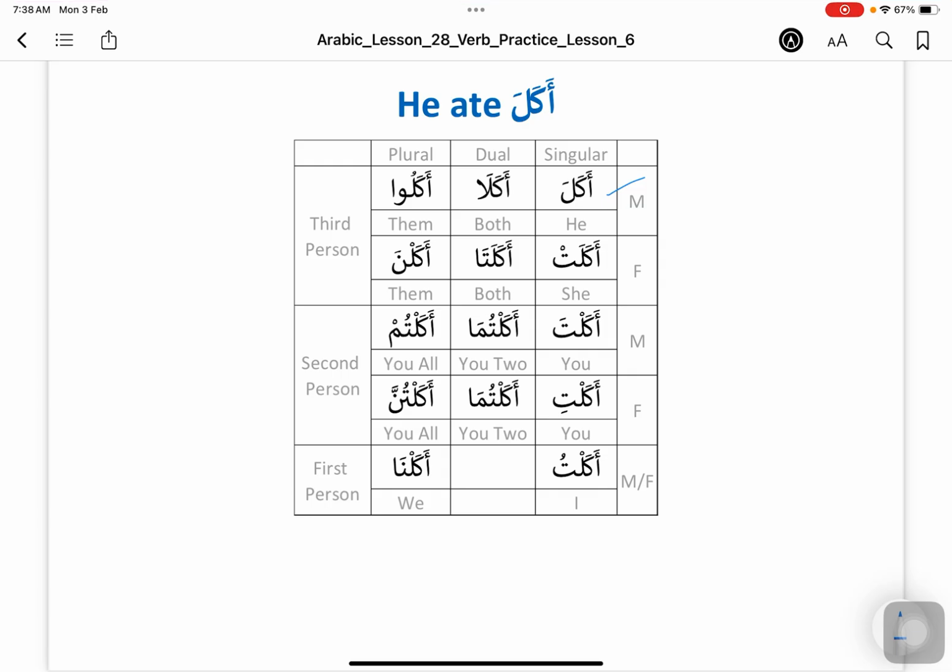Akala, he ate. Akalu, they ate. Akalat, she ate. Akalata, akalna, akalta, you ate. Akaltuma, akaltum, you all ate. Akalti, you female ate. Akaltuma, akaltunna, akaltu, I ate. Akalna, we ate.